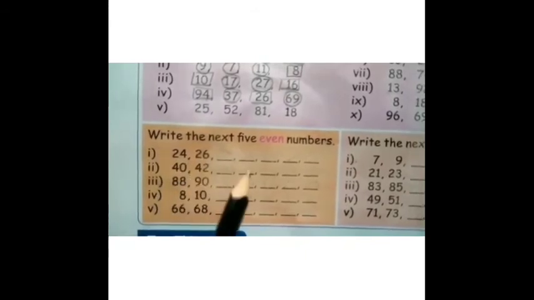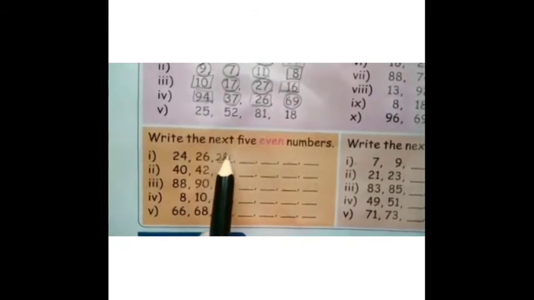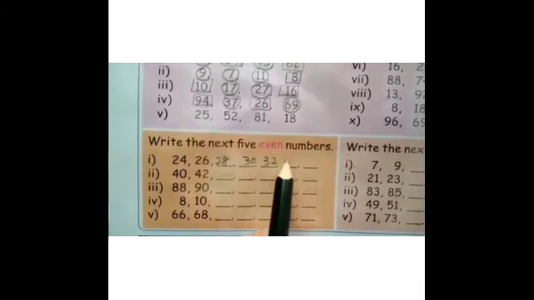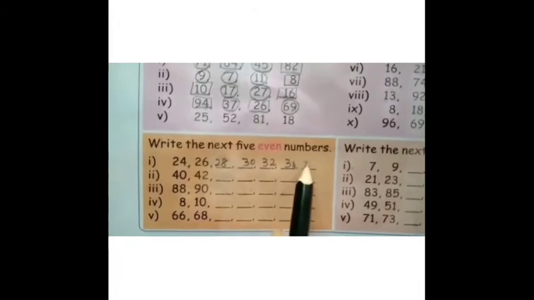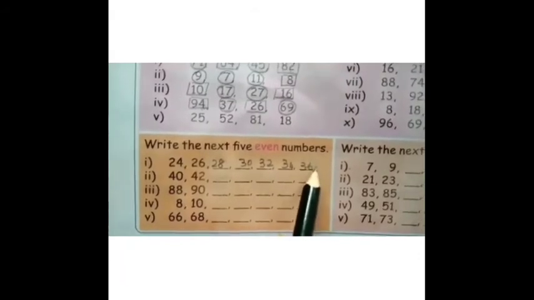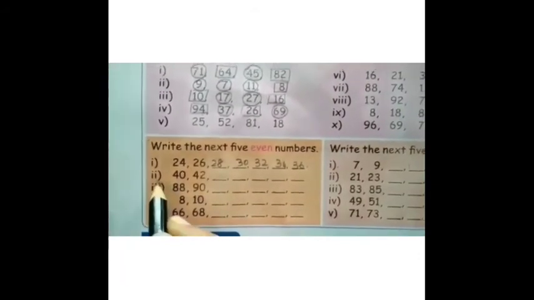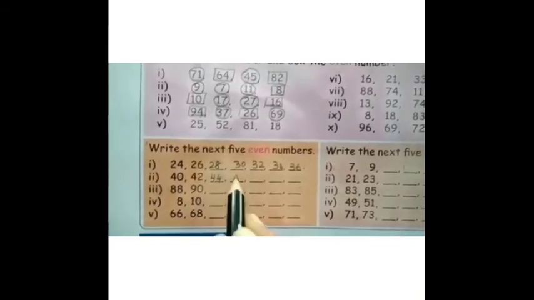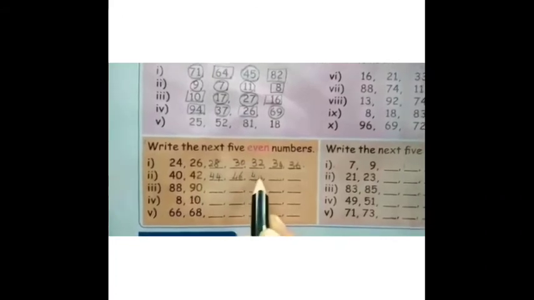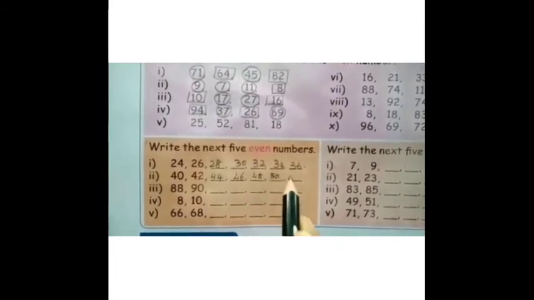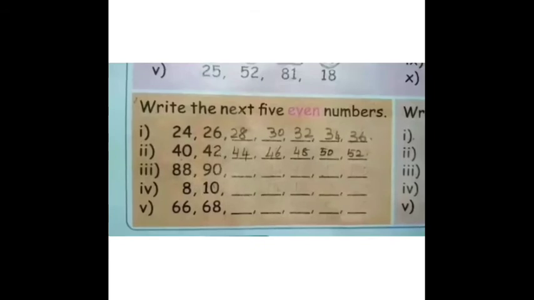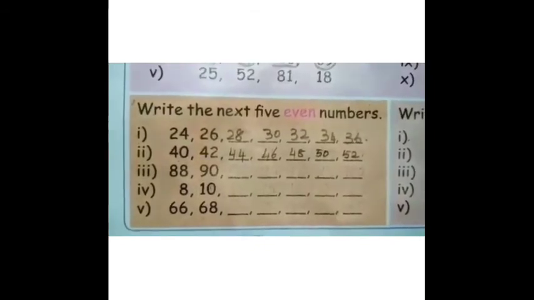24, 26, 28, 30, 32, 34, 36. Let us see the second one. 40, 42, 44, 46, 48, 50, 52. Children, do the rest of the sums 3, 4, 5 as a homework.